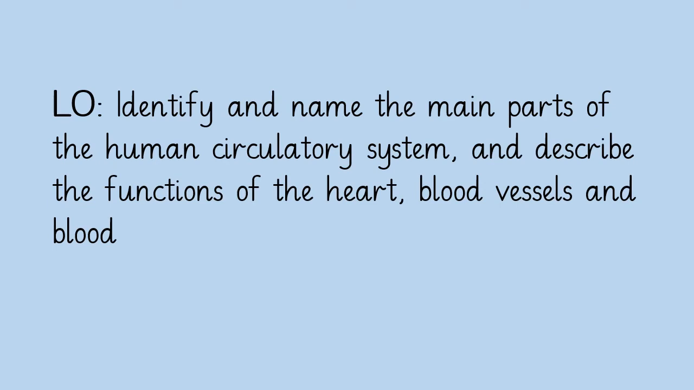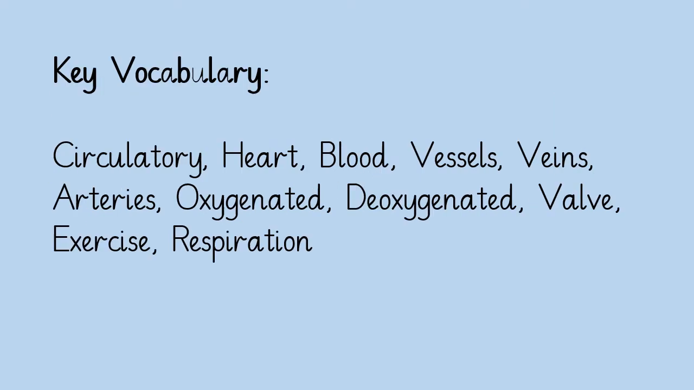So this is our learning objective: to identify and name the main parts of the human circulatory system and describe the functions of the heart, blood vessels and blood. We've already looked at the heart. We've also looked at the blood vessels, that's your arteries, your veins, your capillaries, and today we're going to focus specifically on blood.